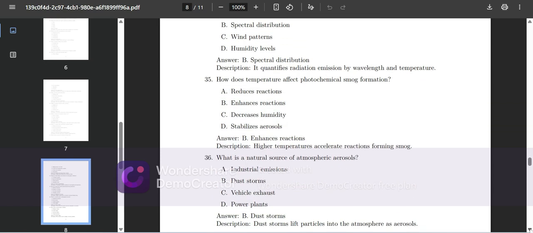How does temperature affect photochemical smog formation? Enhanced reactions. Higher temperatures accelerate reactions forming smog.